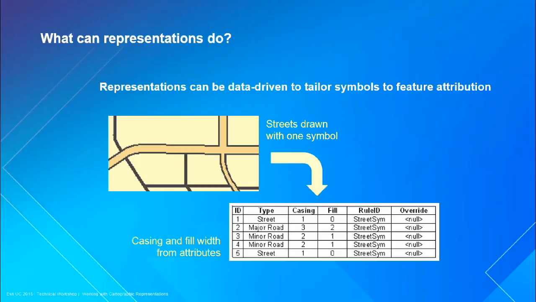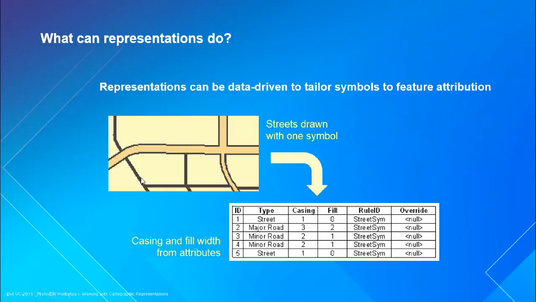These 3 road classifications are actually drawn with a single symbol in representations. We're using 2 fields in our table, one for casing and one for fill on the symbol, to create different depictions. In the street case, at the bottom of the table there, we have a fill of 0, and that's these gray lines.